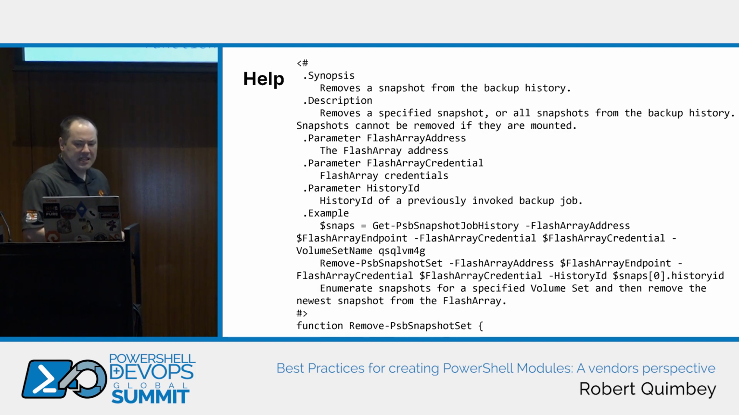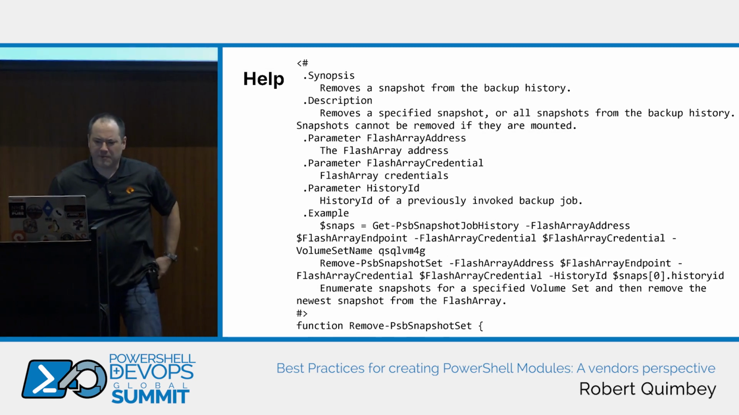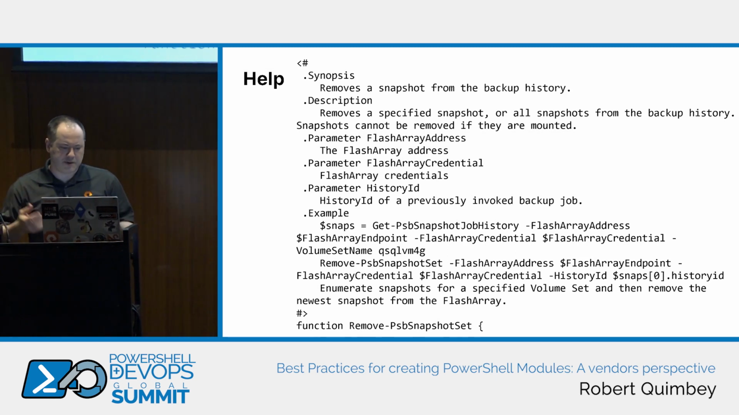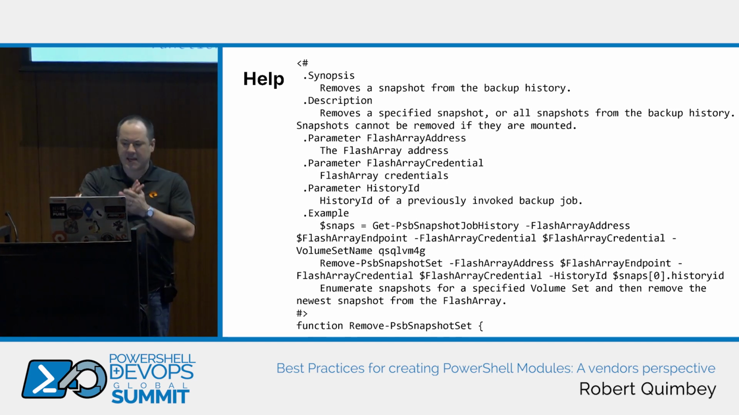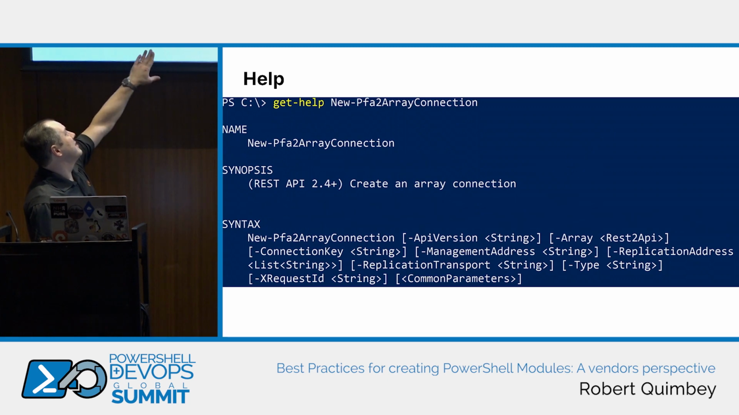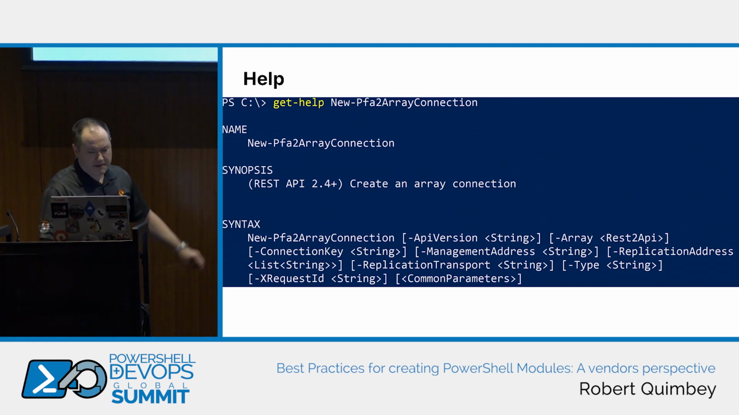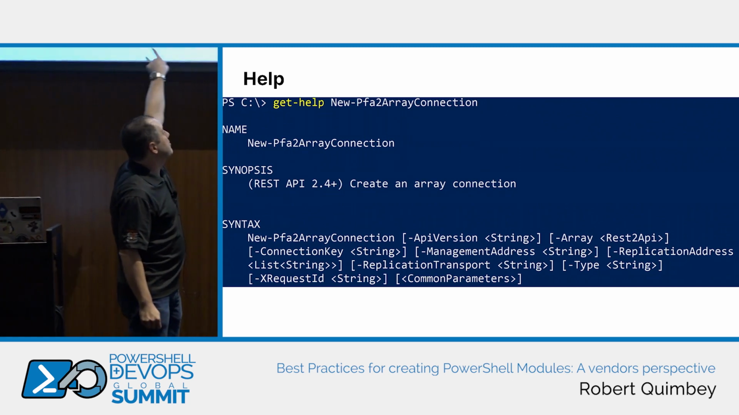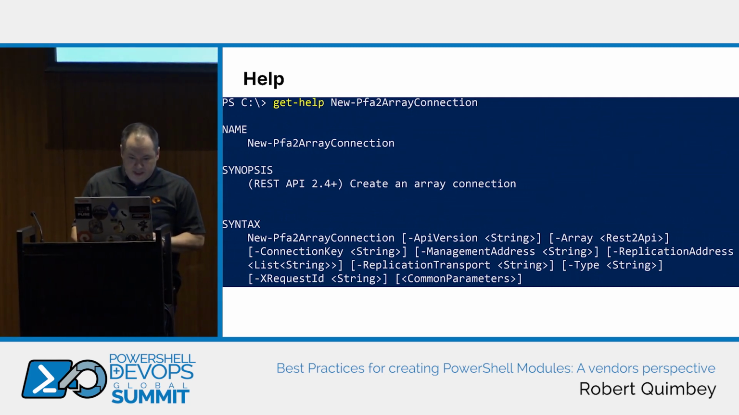Here's an example of help. This is just an example, right before the function call, of help for a particular commandlet. And these are the things that you can query. There are different parameters on Get-Help, where it will give you everything, or maybe you just want the examples. And here is me connecting to one of our arrays and running Get-Help on that connection, and you can see all the different endpoints and parameters that are potentially needed. So please use Get-Help.